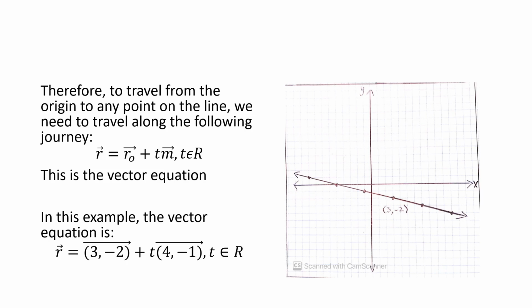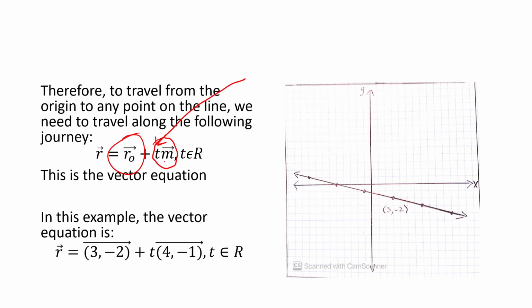So therefore, to travel from the origin to any point on the line, we need to travel along the following journey. We need to do the r0 position vector exactly one time. And then we need to do any number of multiples of the direction vector m. So we're going to add multiples of the direction vector, so we need to have something to call that multiple that is continually changing. Well, what we do is we call that a parameter.